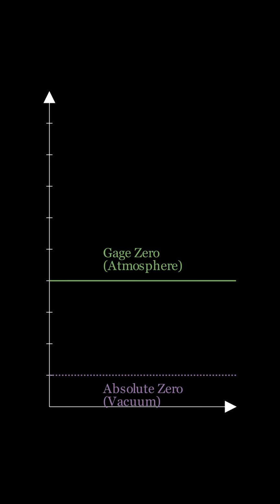To measure pressure, we need a 0 point. The difference between absolute and gauge pressure is simply where we choose to start counting. Absolute pressure is measured relative to a perfect vacuum, a state where there are absolutely no atoms and 0 pressure. Gauge pressure, however, is practical. Most tools are calibrated to read 0 in our open atmosphere.